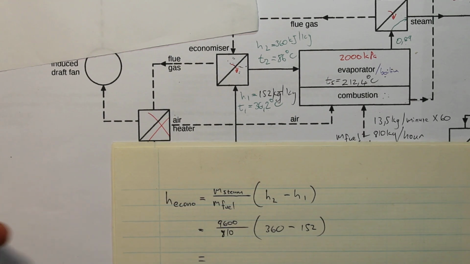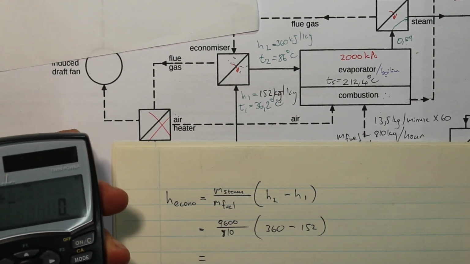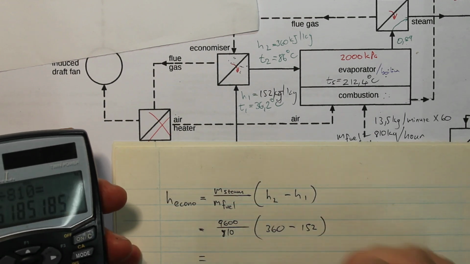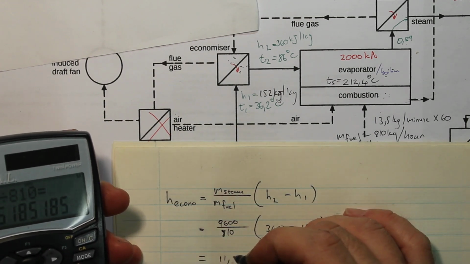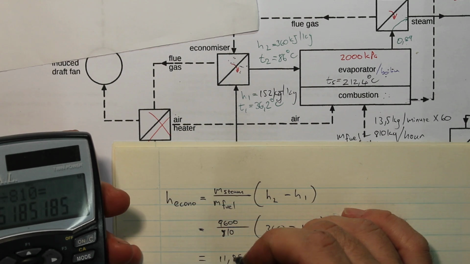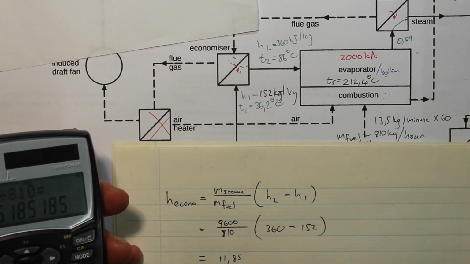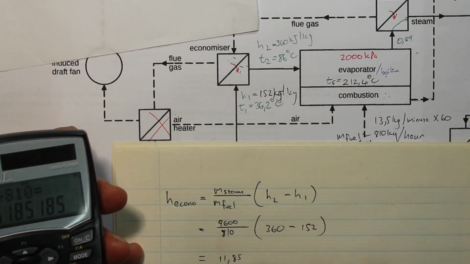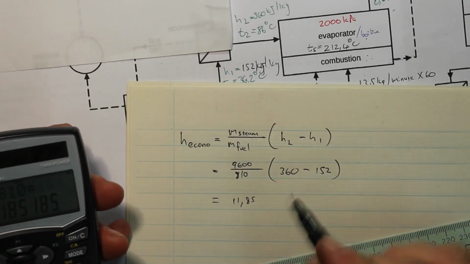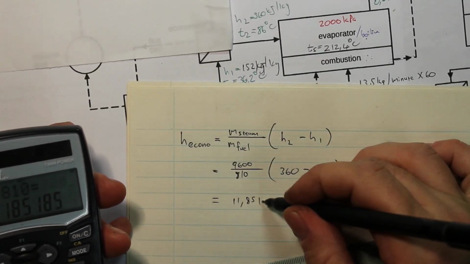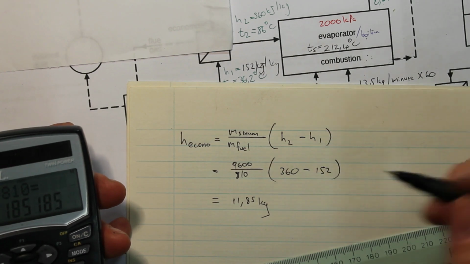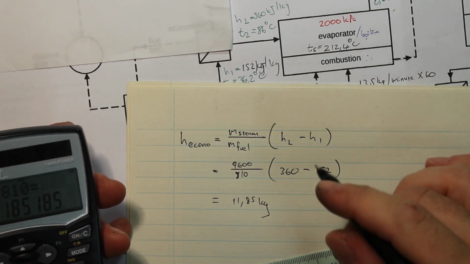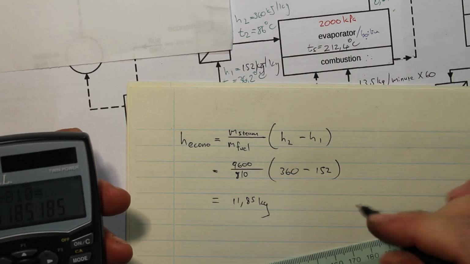So if we say 9,600 divided by 810, we get 11.85. Okay, so 11.85 kilograms of steam was generated for 1 kilogram of coal burnt.